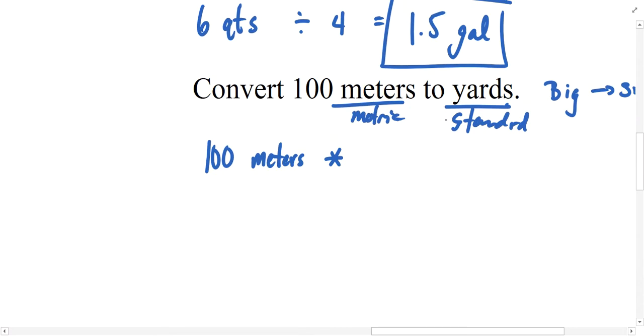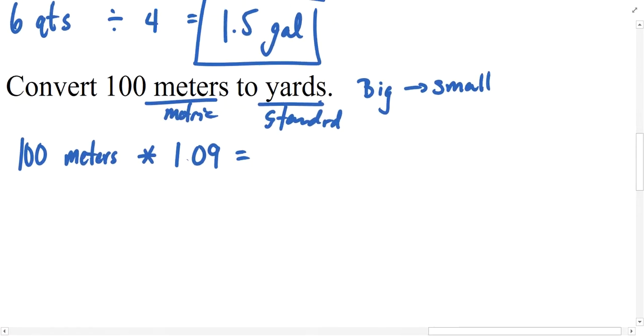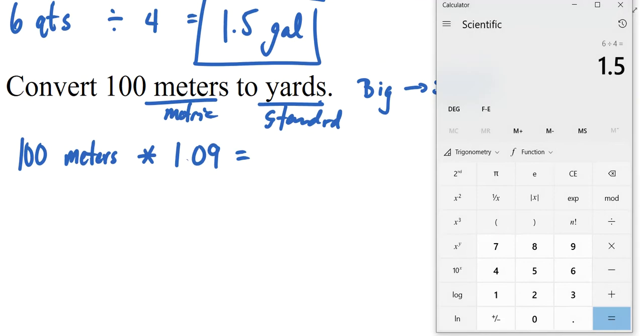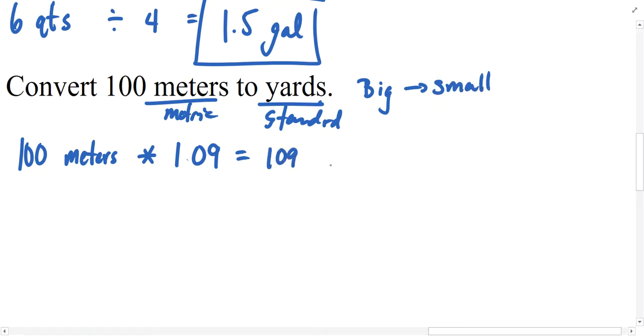1 meter is approximately 1.09 yards. So if we're going from meters to yards, we will multiply. We're going from a large unit to a small unit, and the conversion factor we want is 1.09. So 100 times 1.09 comes out to be 109 yards. 100 meters is really 109 yards.